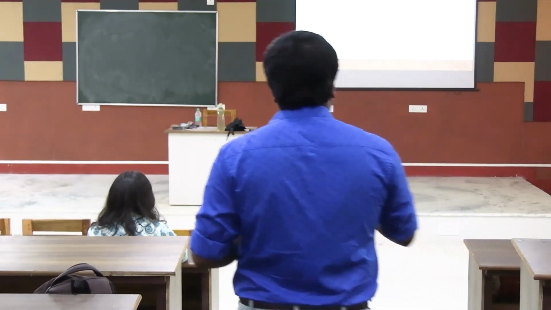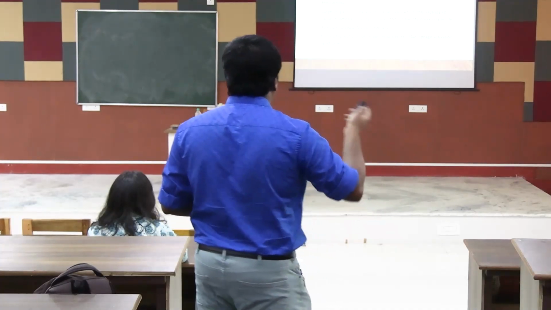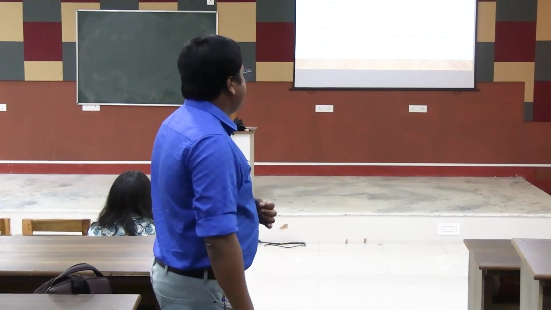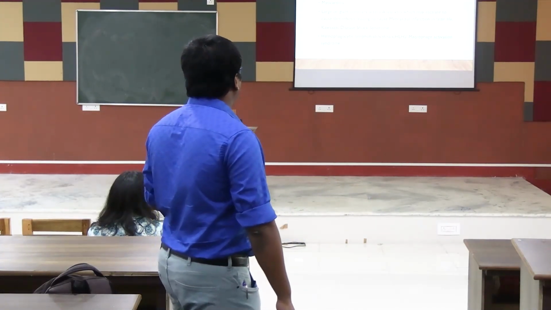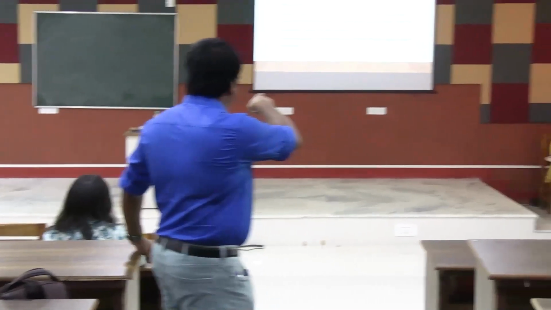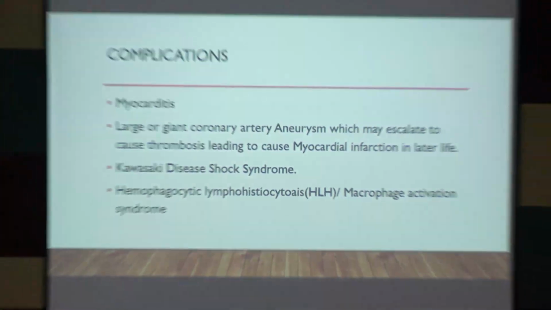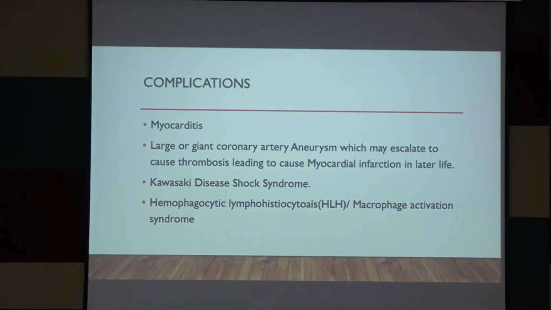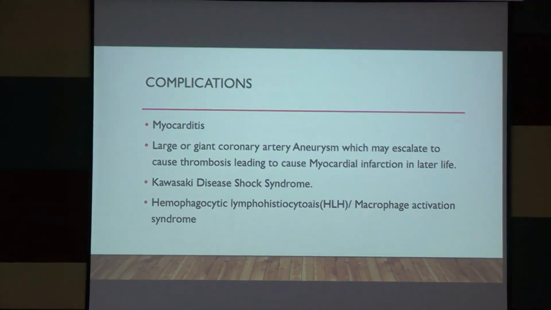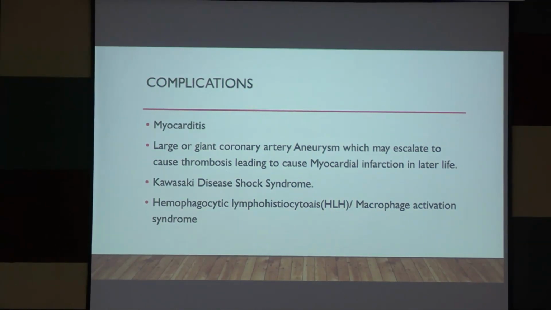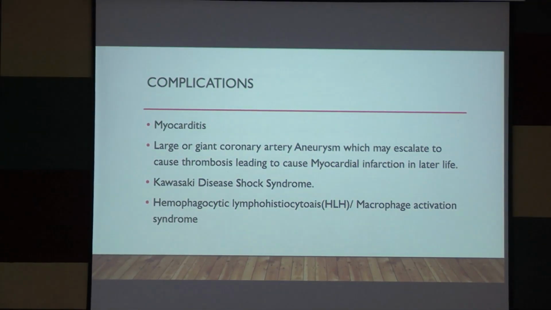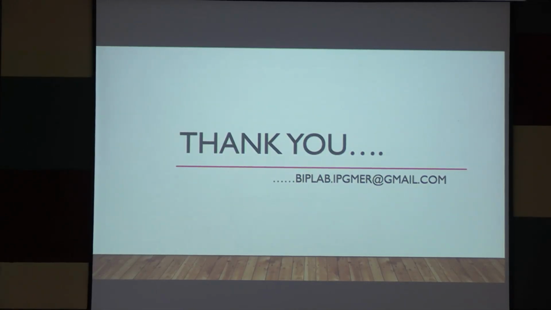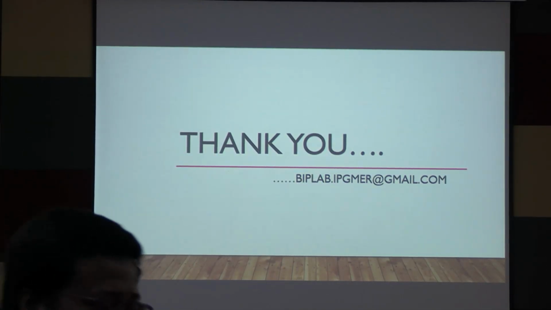Okay, complications, as you can see: myocarditis, heart failure, the adverse events related to giant coronary artery aneurysms, and one term here, hemophagocytic lymphohistiocytosis, macrophage activation syndrome. These two terms are, for your level, used interchangeably. We will discuss it in the JIA classes. For the time being, just remember the name. Okay, so this is the end of Kawasaki. We will move on to HSP.